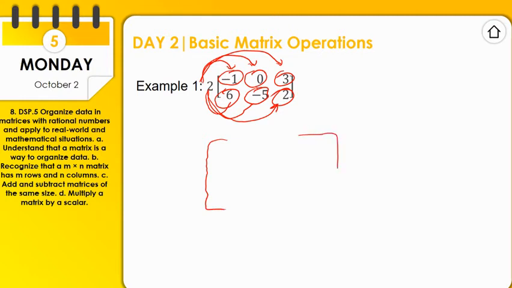I rewrite. Remember that I should have an equal number of values inside because I'm not changing the number of elements inside the matrix. So I have 2 times negative 1, 2 times 0, 2 times 3, 2 times 6, 2 times negative 5, 2 times 2.